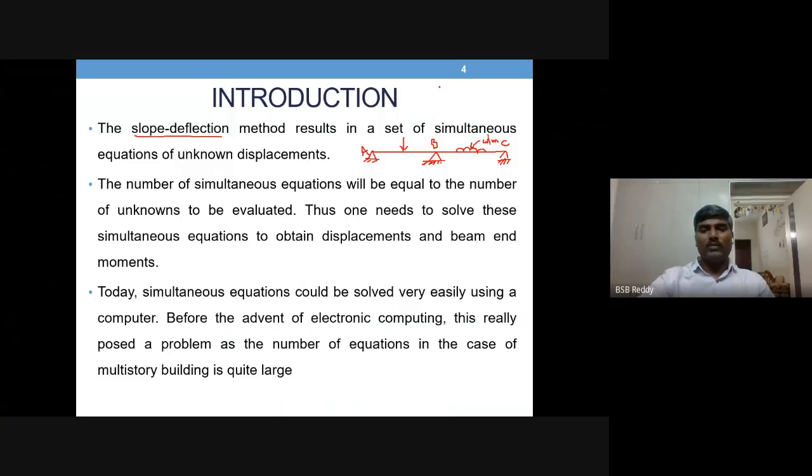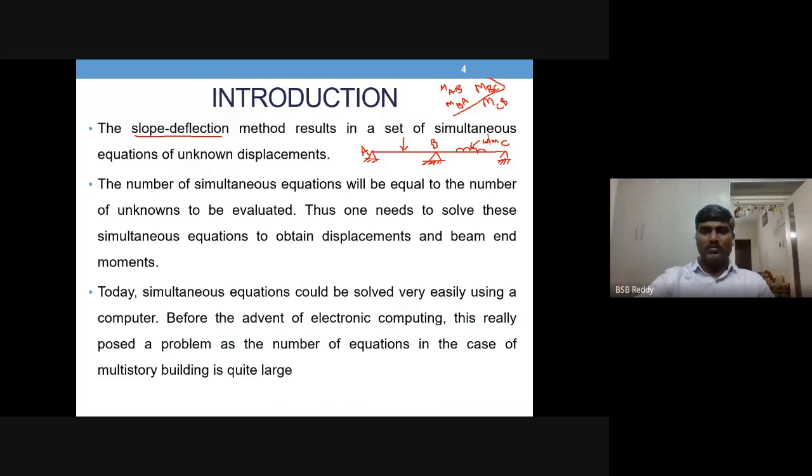What will we do? We will write slope deflection equations: MAB, also MBA. Each member has two slope deflection equations. Similarly, MBC and MCB. These are the slope deflection equations that we will apply, and we will apply joint equilibrium.